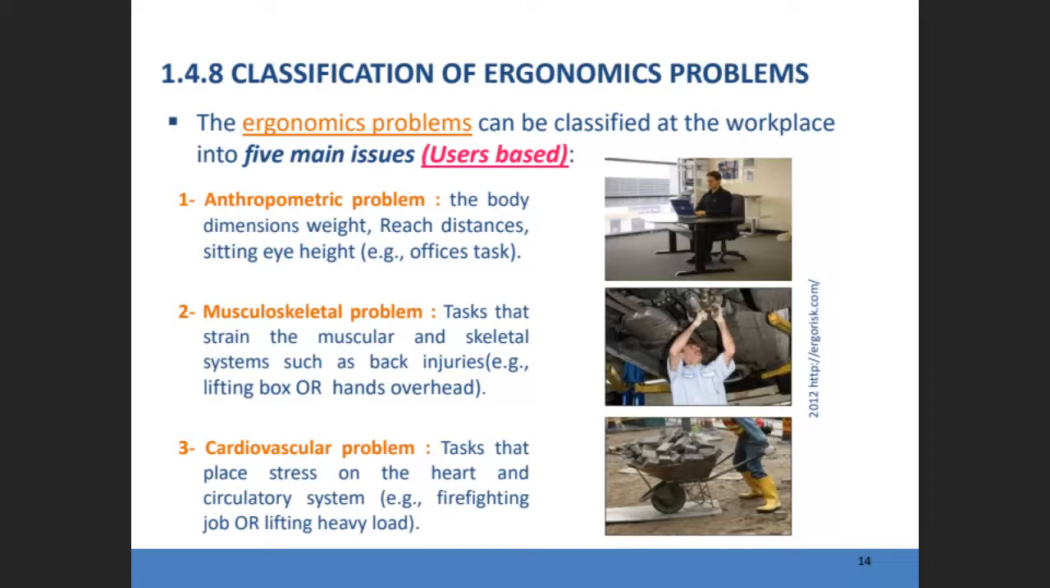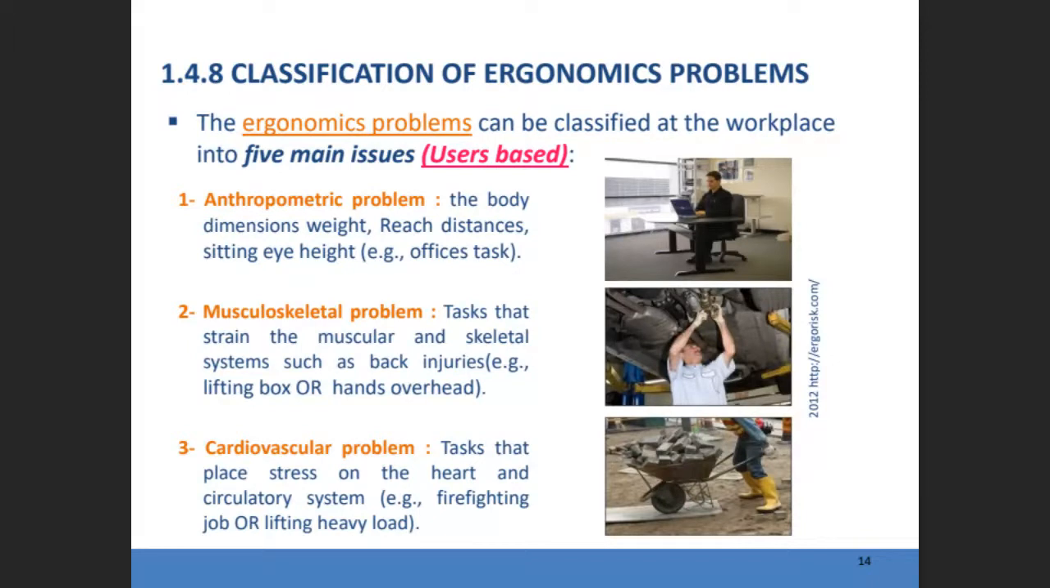The problem with the needles was body dimension, weight, reaching distance, sitting eye height. An office task is an example. I was in an office, for example, and the seat did not fit my body dimensions. So here there was a problem from the anthropometric classification under the user-based problem.